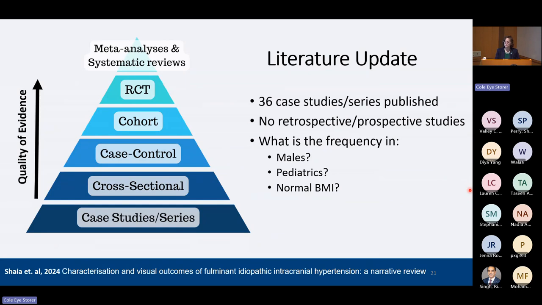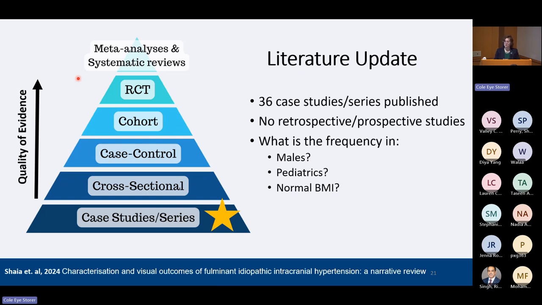And so first, our group decided to do a literature update to really evaluate what do we actually know about fulminant IIH. So we tried to perform a systematic review, and I say tried because the only evidence that is out there is case studies and case series that are currently published. And so when we look at the quality of evidence, the bottom of the pyramid here shows case studies and case series, and we need to start building our first observational studies and then ideally more prospective studies to better understand and care for patients and really create evidence-based medicine.